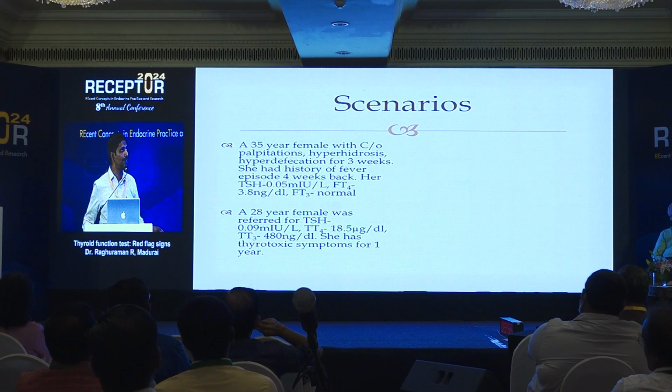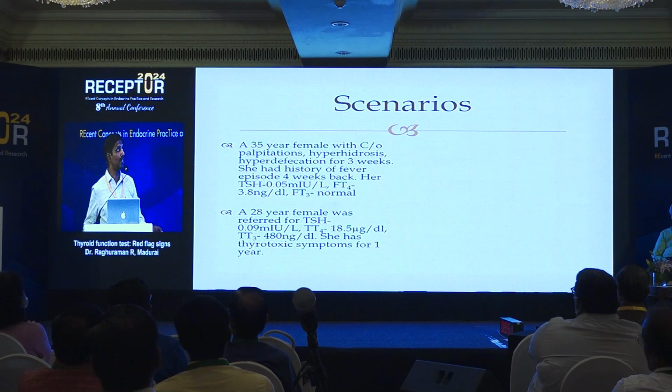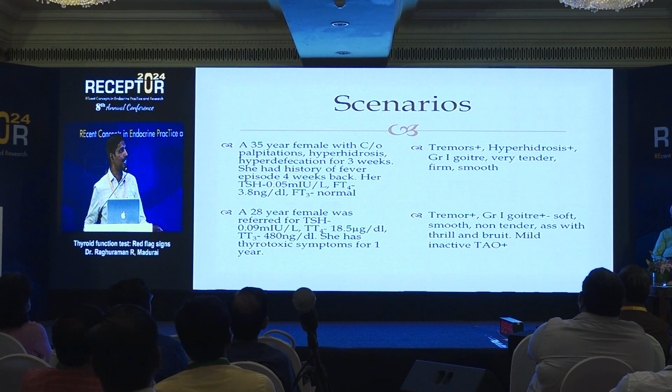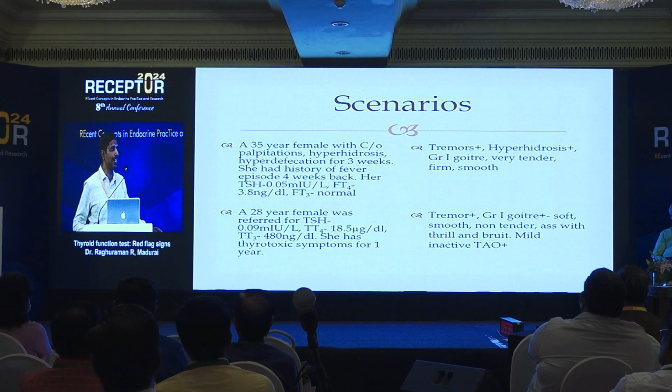So these are two cases for differentiating thyroiditis and Graves' disease, and how to proceed. As usual, go ahead with first symptoms and signs. The first patient had tremors and hyperhidrosis, but the goiter was firm, grade 1 goiter, but very tender to touch. So this is again fitting into subacute thyroiditis.